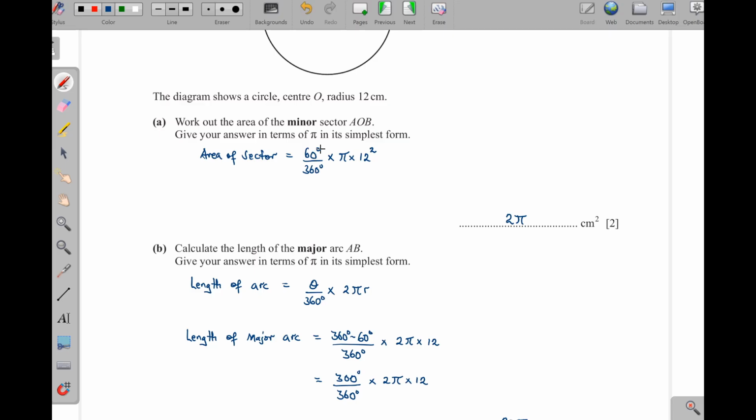So meaning, if this one is 1 over 6, we have 1 over 6, then times pi, times 12, times 12. Then this one can go here 2 times. Now 2 times the 12, we get 24. So our answer here is 24 pi, not 2 pi. Pardon me here. 24 pi.